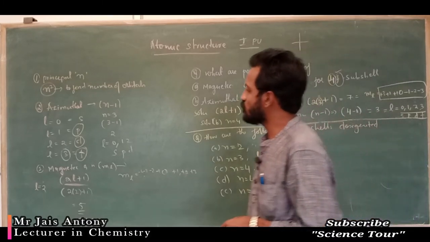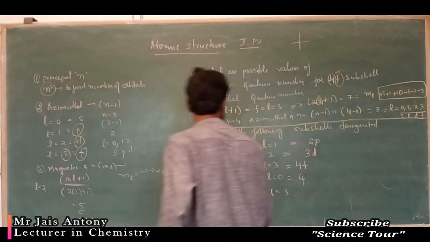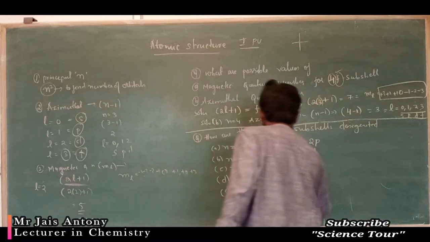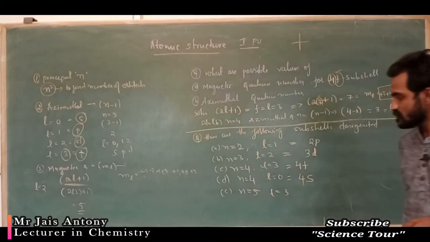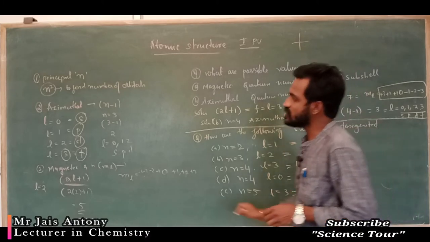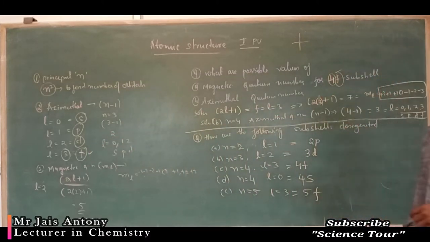Here n value is equal to 4, the fourth energy level, and l is equal to 0. 0 means S. So 4S. Next, n value is equal to 5 and l value is equal to 3. 3 means F, so 5F. We are finding which subshell it is by giving the n value. It's very simple. Okay.